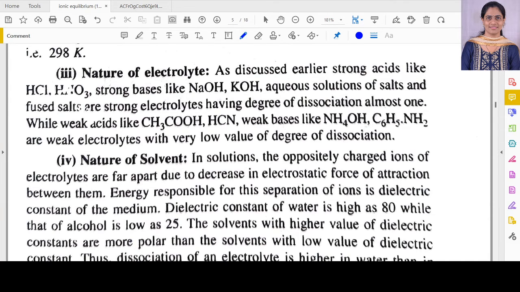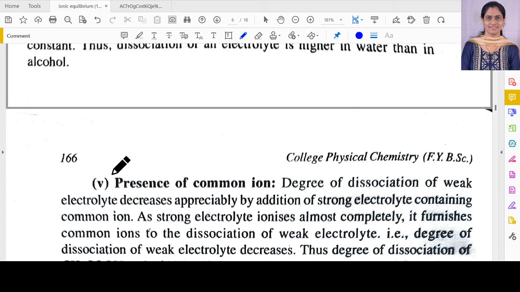Then we'll see about the common ion effect. Common ion effect is that the degree of dissociation of a weak electrolyte is suppressed, or decreased, by addition of a strong electrolyte which contains a common ion.